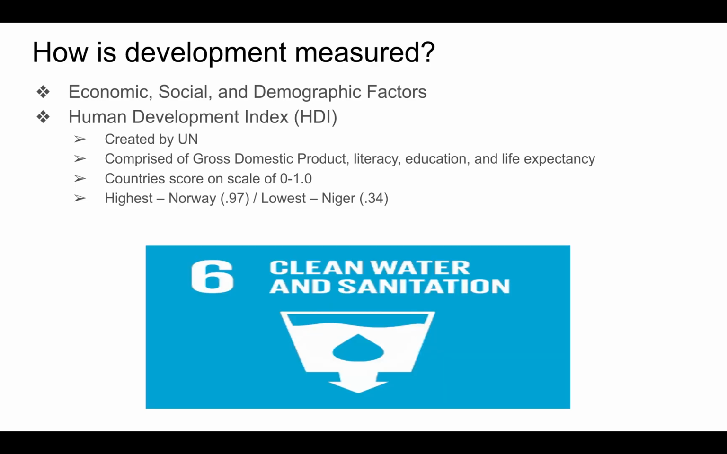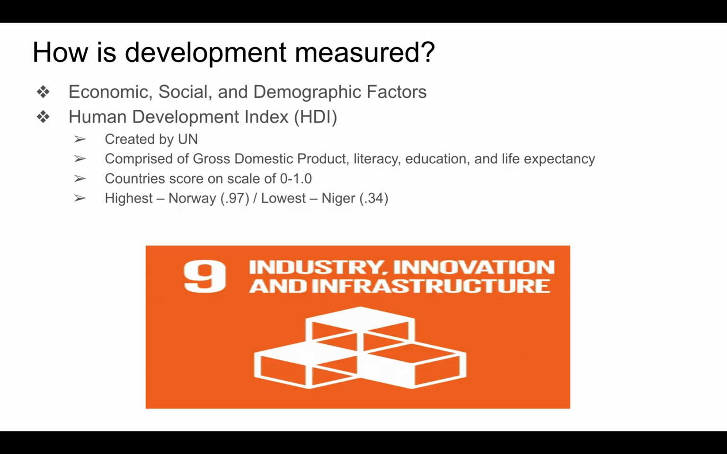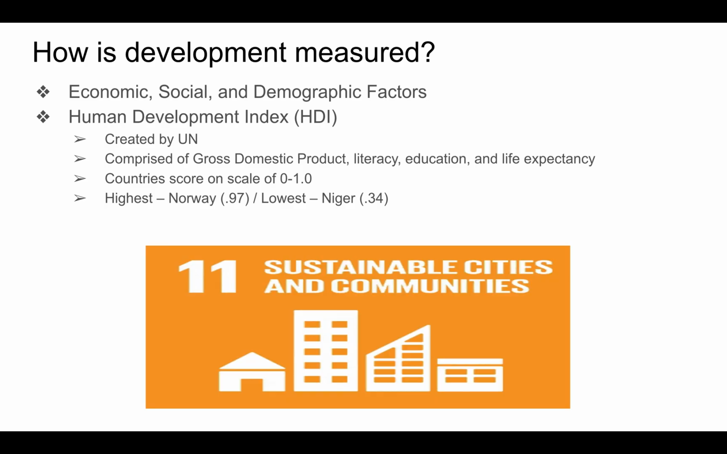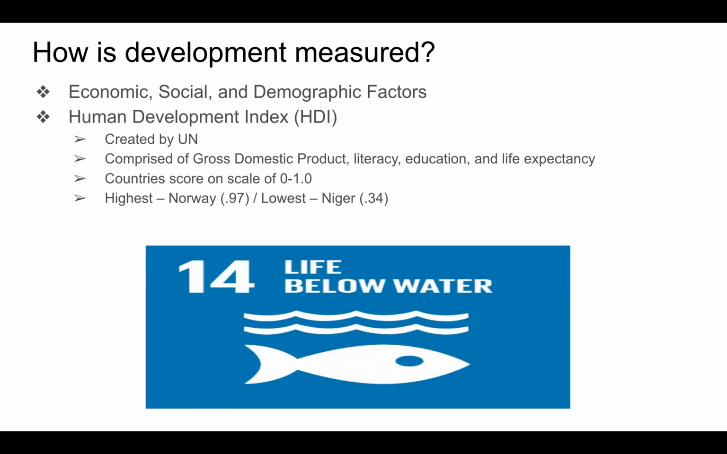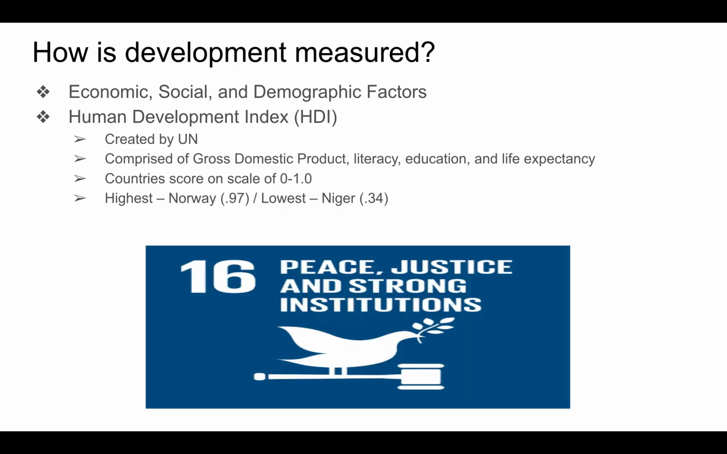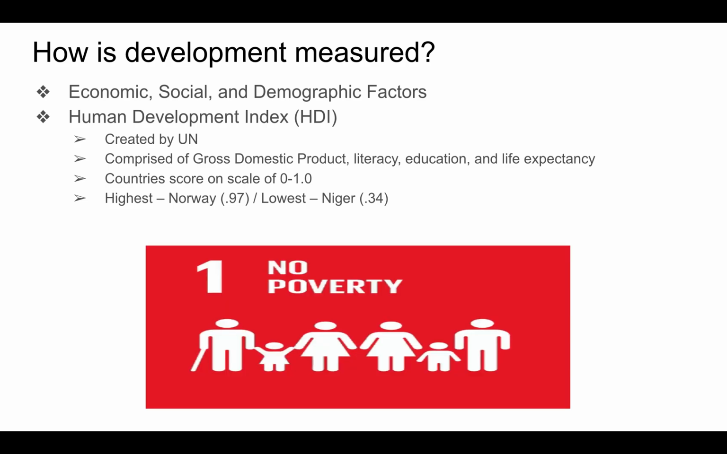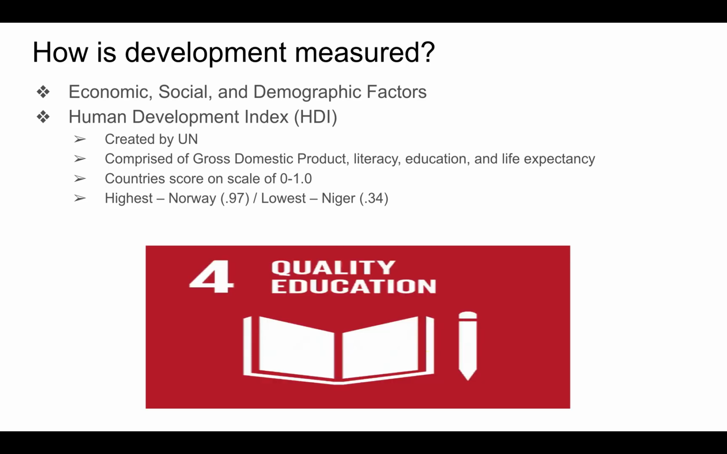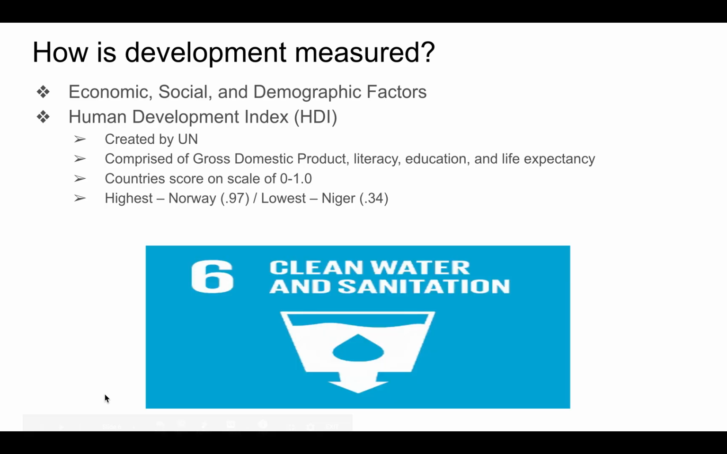The scale they use is 0, which is the lowest ranking, and 1 is a perfect ranking within the HDI rankings. The highest country currently is Norway with 0.97, and then the lowest is Niger in sub-Saharan Africa with 0.34.